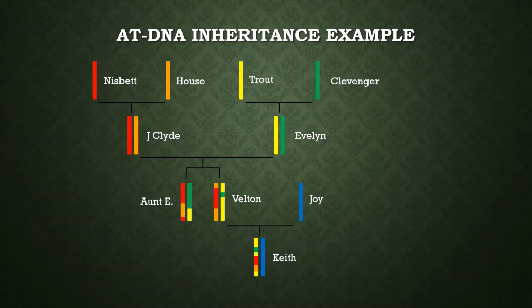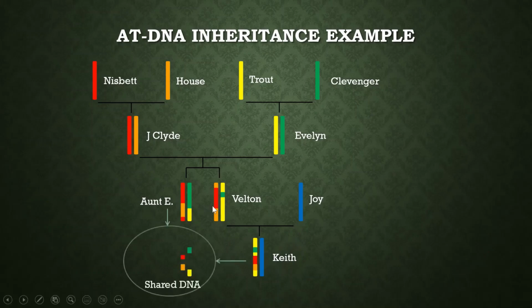And then the way matching works is if we were to compare, say, Keith with Aunt E here, and compare all the colors there, the portions that they share are isolated there. There's a little bit of green that both Keith and Aunt E have in one location. There's a little bit of red that both of them have. There's a little bit of orange that both of them have. A little bit of the yellow that both of them have. And so they've got these portions of shared DNA where they each have the same stretch of DNA.